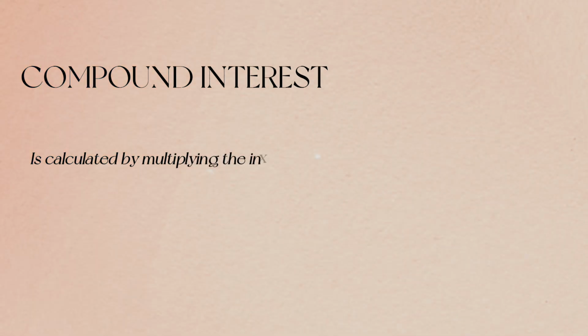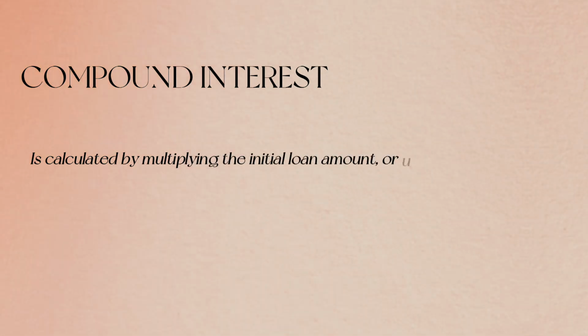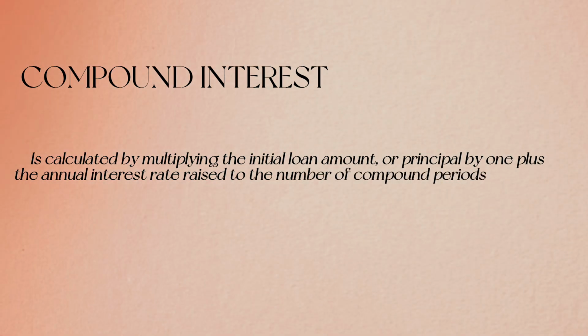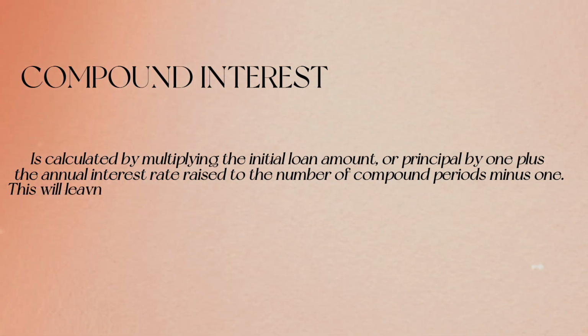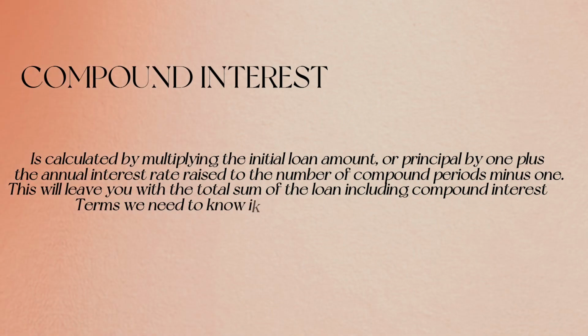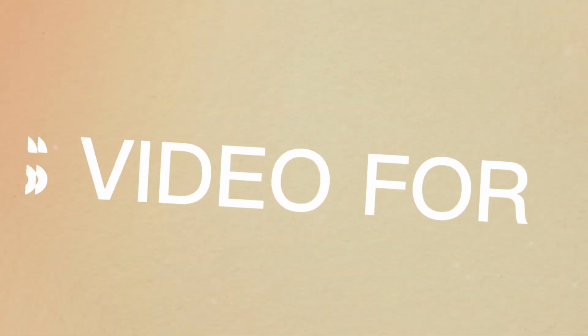Compound interest is calculated by multiplying the initial loan amount or principal by 1 plus the annual interest rate raised to the number of compound periods, minus 1. This will leave you with the total sum of the loan including compound interest. At this moment, we need to know more about the terms in computing compound interest.